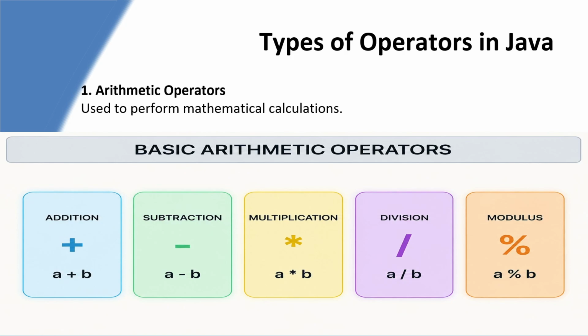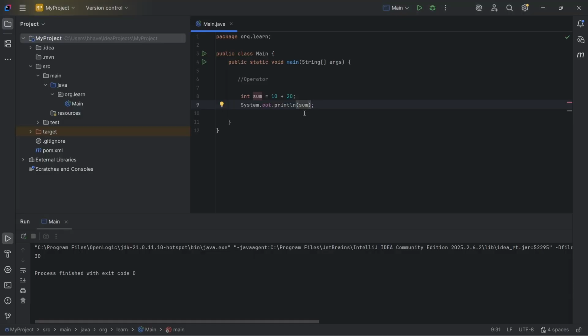Addition adds numbers, subtraction finds the difference, multiplication multiplies values, division divides values, and modulus gives the remainder after division. So let's have a quick example of arithmetic operators.